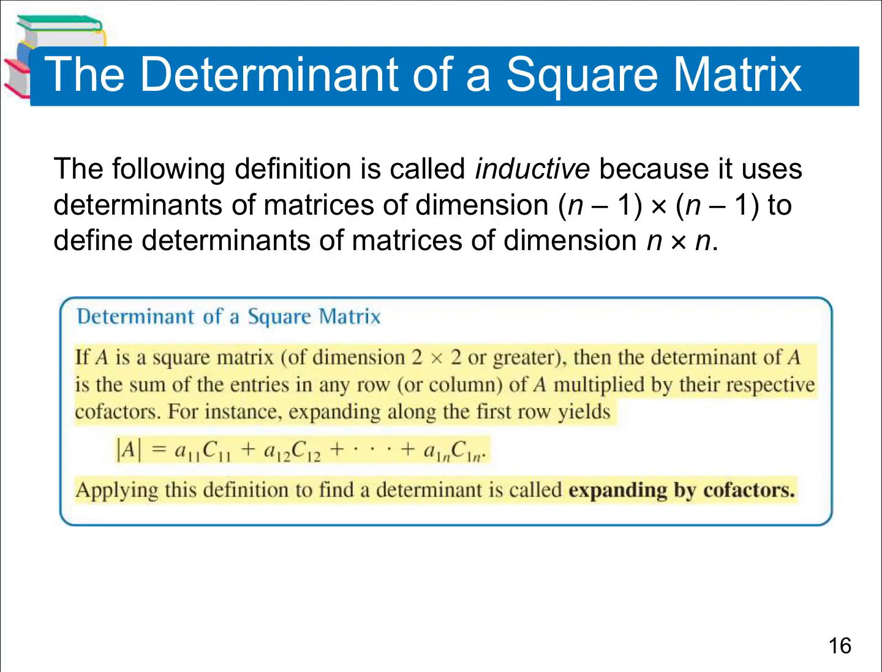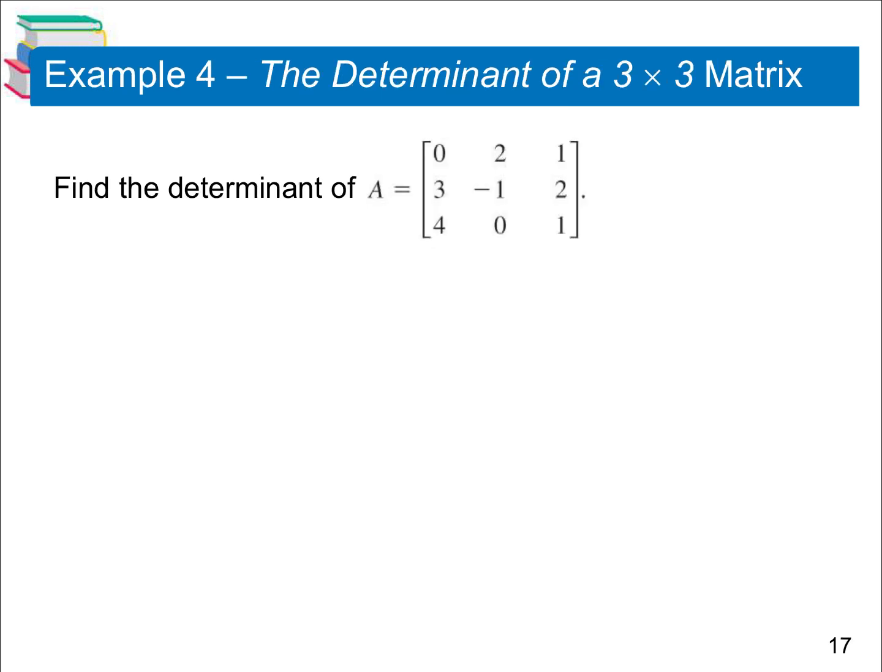For your next example, we are actually going to find the determinant of the given matrix. With this one, we have a 3 by 3. We have 0, 2, 1, 3, negative 1, 2, 4, 0, 1. We're going to rewrite the first two columns. So that's 0, 3, 4, 2, negative 1, 0. We're going to find your major.